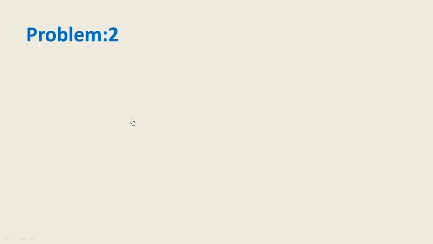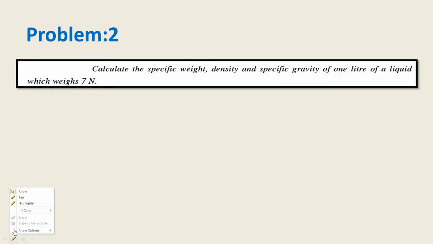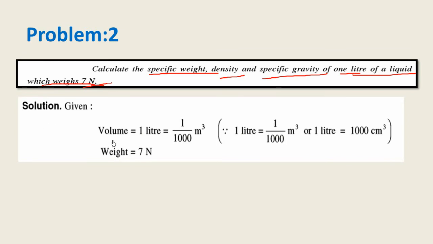Then coming to this problem 2, here we need to calculate the specific weight, density and specific gravity of 1 liter of liquid which weighs 7 Newton. Here data is given: 1 liter of volume is given and 7 Newton weight is given. So we'll write the given data. Volume is 1 liter, so when you convert 1 liter into meter cube, we need to multiply with 1 by 1000 meter cube. Then weight is given as 7 Newton.